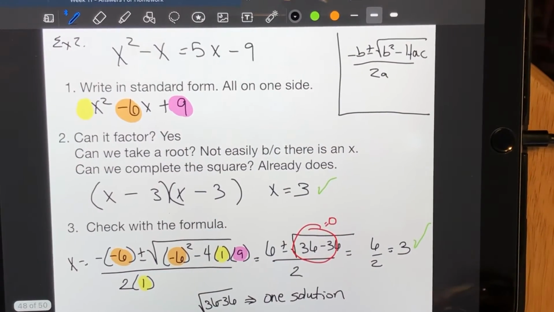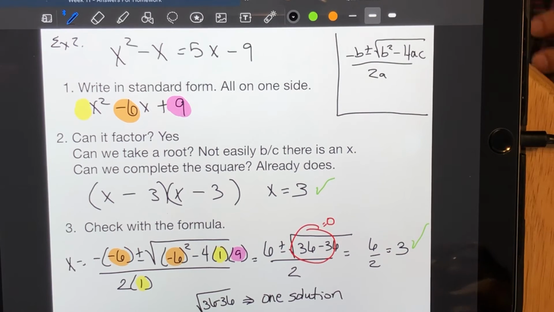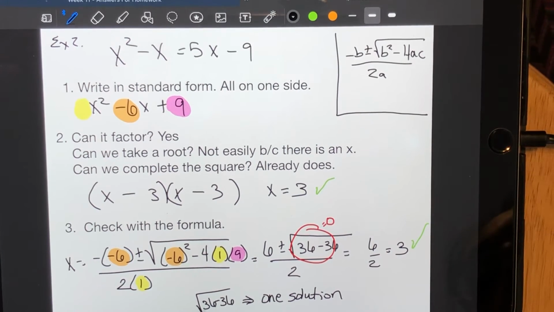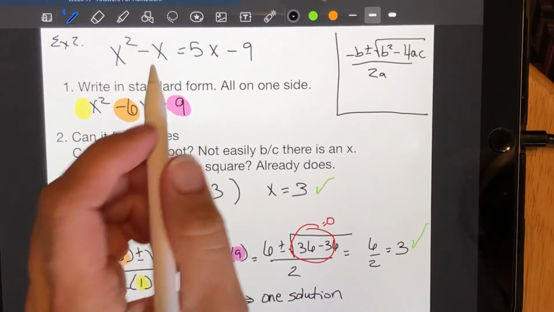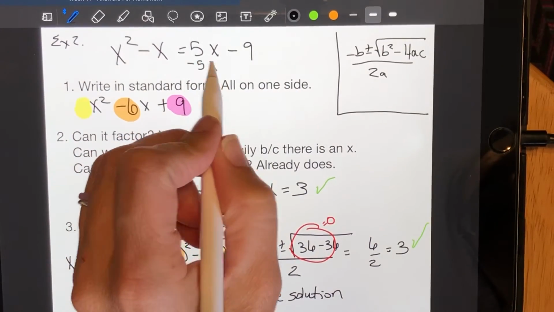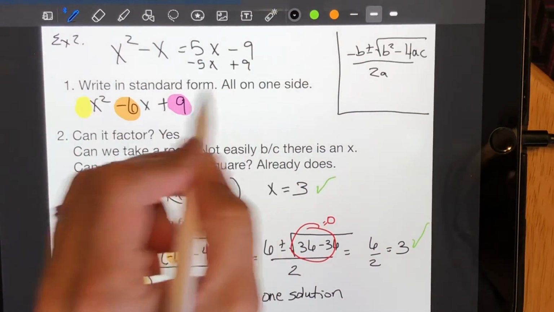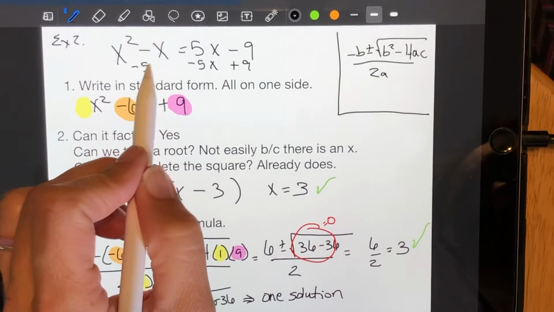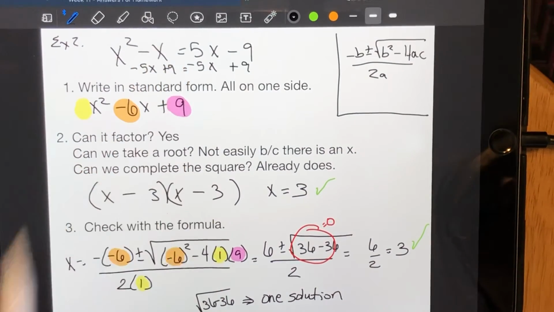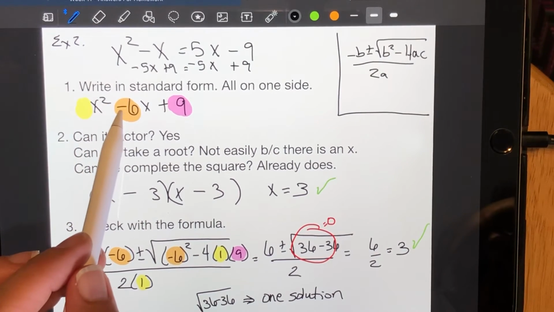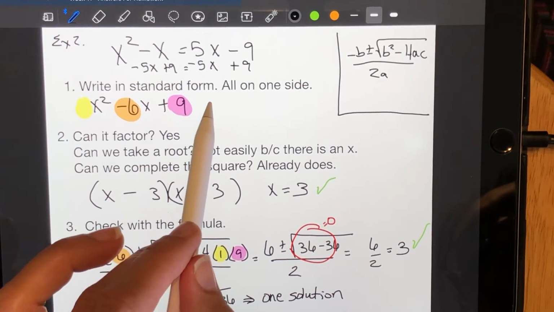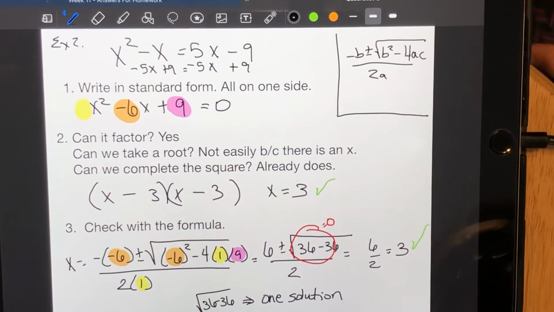All right, in our second example here, we've got x squared minus x equals 5x minus 9. Again, we cannot move forward because everything is not on the same side. So the very first thing that we're going to do is move everything to the same side. So I would subtract 5x and add 9. What we do to one side, we do to the other. So I now have x squared minus 6x plus 9 is equal to 0.